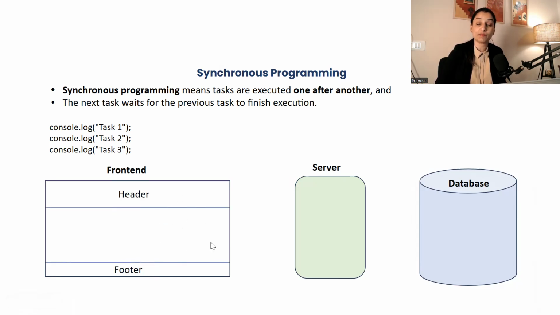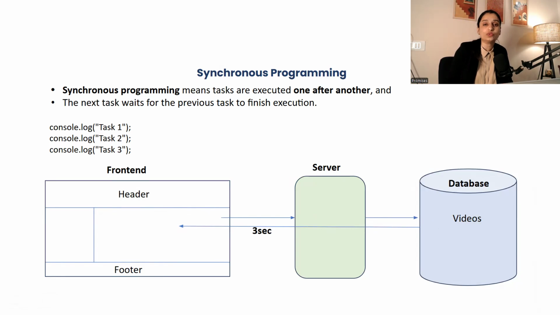Let's say at the front end, I have a header and footer. I want to display some videos here on my front end, and the videos are present in the database like this. So of course, I am going to send one request to fetch the data from the database. Once I send one request, this is one task only: fetch the videos. Let's say it is taking a complete 3 seconds, and after 3 seconds, I get all the videos over here.